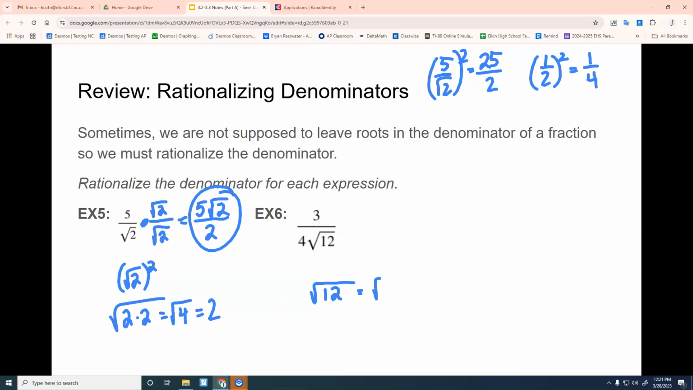But Enrique tells me to do 4 and 3. And I can take the square root of 4, which is 2, but I cannot take the square root of 3, so I just leave it. So what I've got here is 3 over 4 times 2 square root of 3. And I could put that 4 and 2 together, so I could have 3 over 8 square root of 3.